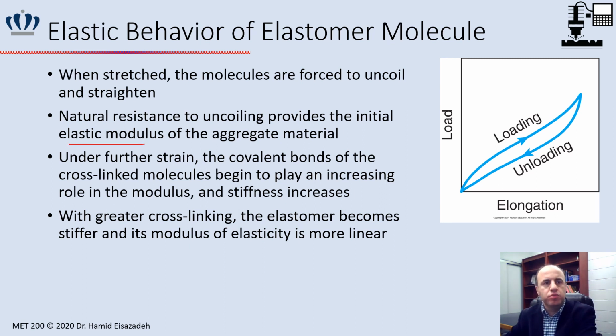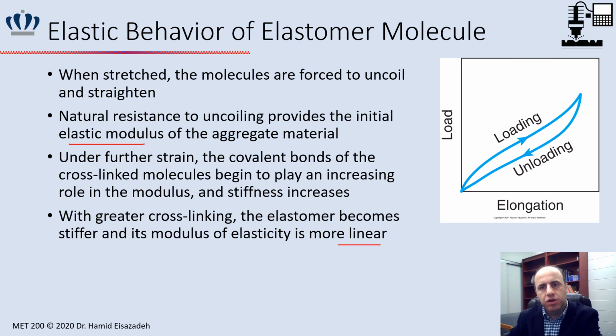But after more load, the covalent bonds play a major role in resisting the stretch. When we have greater cross-linking in the elastomer material, the elastomer becomes more rigid, stiffer, and the modulus of elasticity becomes more linear.